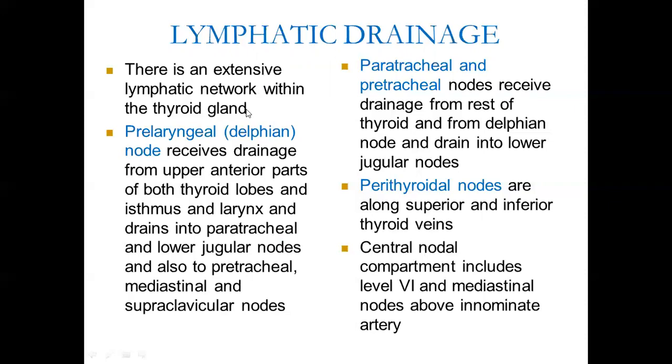The important nodes are the prelaryngeal nodes. You have the pretracheal and the paratracheal nodes, and then you have the perithyroidal nodes. Now, besides this, you have the upper jugular nodes and the lower jugular nodes. So everything finally drains through the lower jugular nodes.